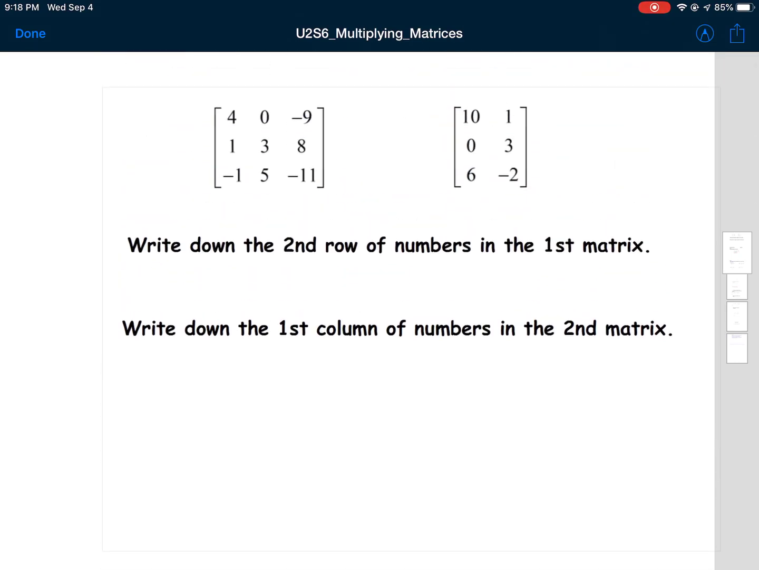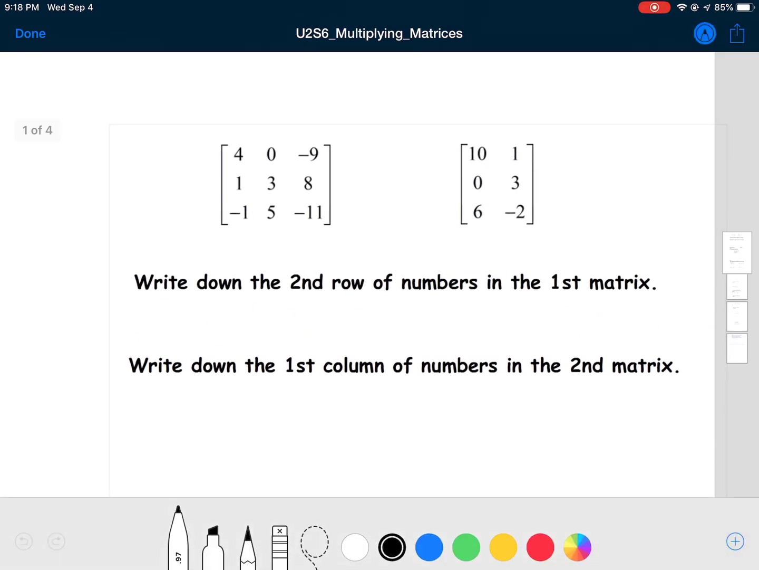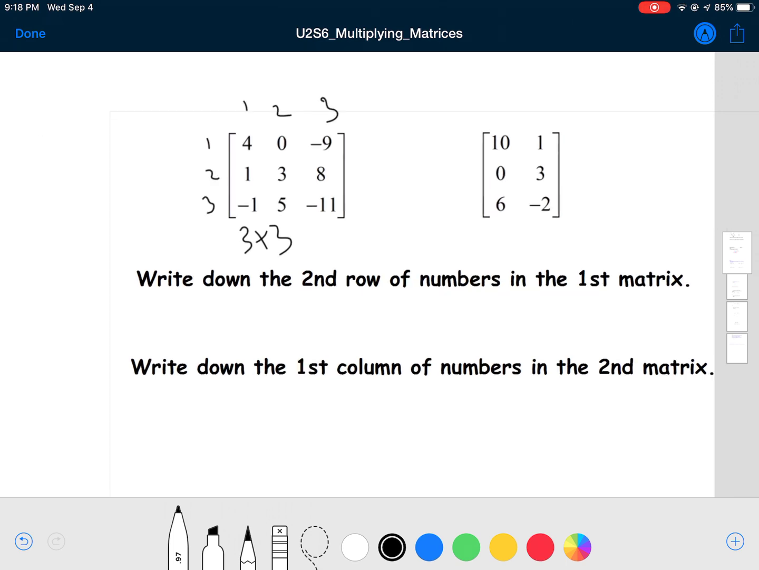Okay, let's start off with a little bit of review of matrices again. I've got two matrices here. This one would be a 3 by 3 because it has 1, 2, 3 rows and 1, 2, 3 columns. This here is a 3 by 2 because I have 1, 2, 3 rows and 2 columns.